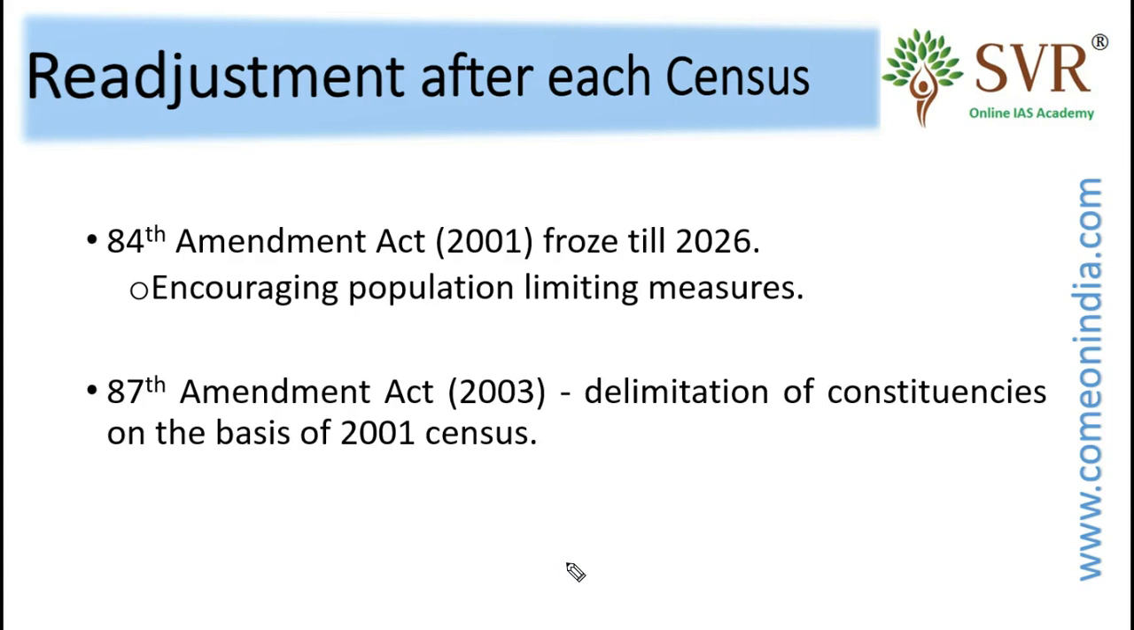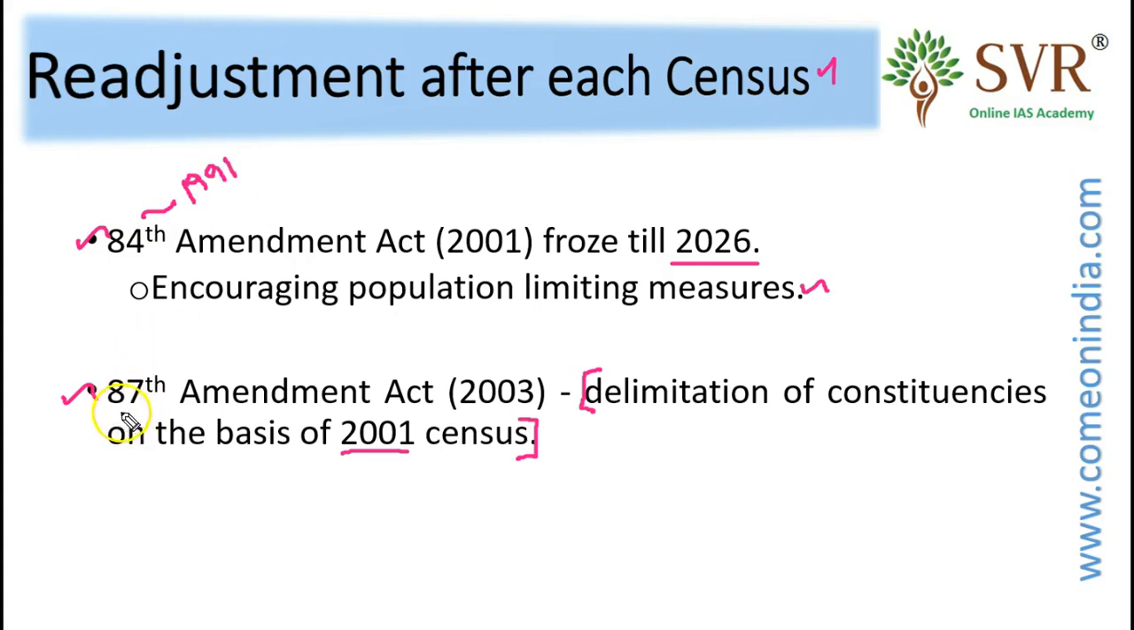The 84th Constitutional Amendment Act of 2001 has frozen the readjustment of Lok Sabha seats after every census till 2026. The reason for freezing the readjustment is to encourage the population limiting measures of state governments. And then the 87th Constitutional Amendment Act of 2003 has provided for the delimitation of constituencies on the basis of the 2001 census. Earlier, the 84th Constitutional Amendment Act had frozen the delimitation of constituencies on the basis of the 1991 census.